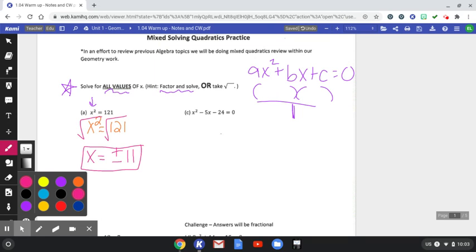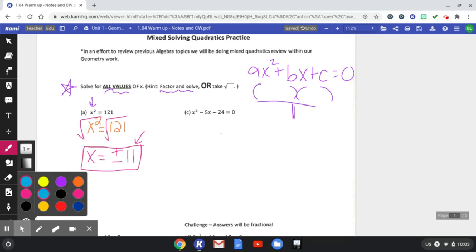Now for the most part, we're going to be taking the positive version because we're in geometry class and we're going to be looking at measures of angles or lengths of segments. So we're going to need positive values because you measure segments in positive numbers, not negative numbers.